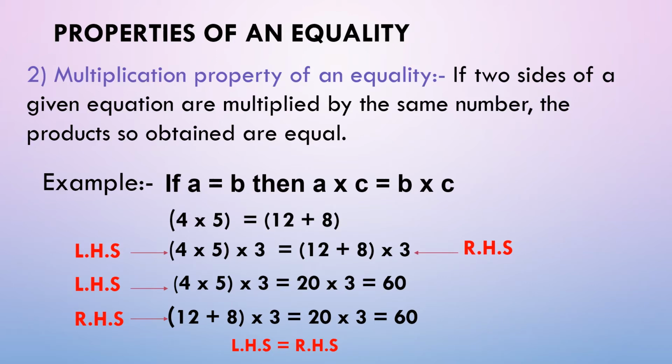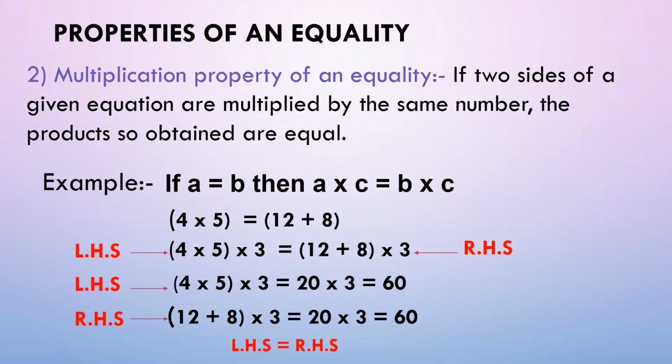Now the next property is the multiplication property of equality. If two sides of the given equation are multiplied by the same number, the products obtained are equal. For example, if A is equal to B, then A into C is equal to B into C. Now here LHS is what? 4 into 5 and RHS is 12 plus 8. Now both the sides, LHS and RHS, you have to multiply with 3.